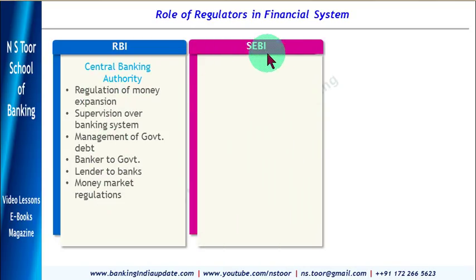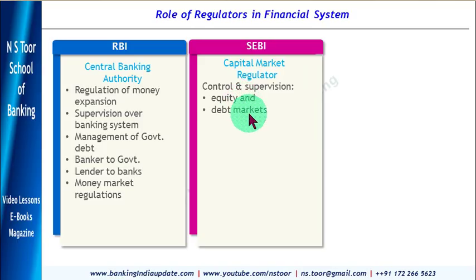Another regulator is the Securities and Exchange Board of India. In short we call SEBI. So SEBI is a regulator of a capital market. और capital market में ये किस चीज को रेगुलेट करता है? So it controls and supervises number 1 equity markets and number 2 debt markets.